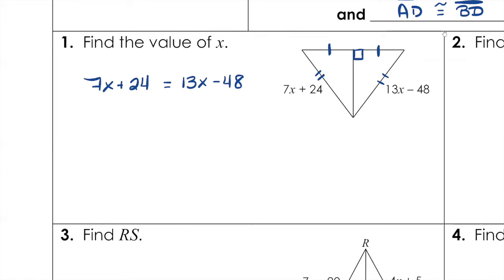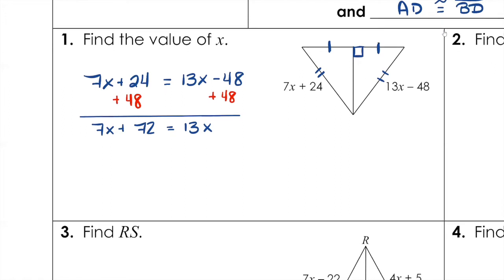What do you want to do first? Add 48. You're going to add 48? What's our ultimate goal when solving? Isolate our variable. Absolutely. So we add 48 to both sides. So we get 7x plus 72. Is it 72? Yeah. 13x. Is our variable isolated yet? No. We need to move 7x. We're going to subtract 7x from both sides. We've got to get it by itself.